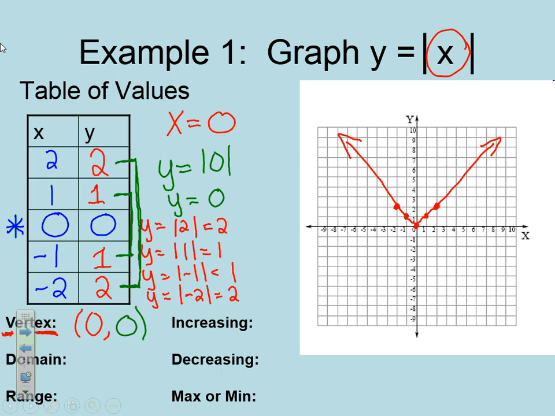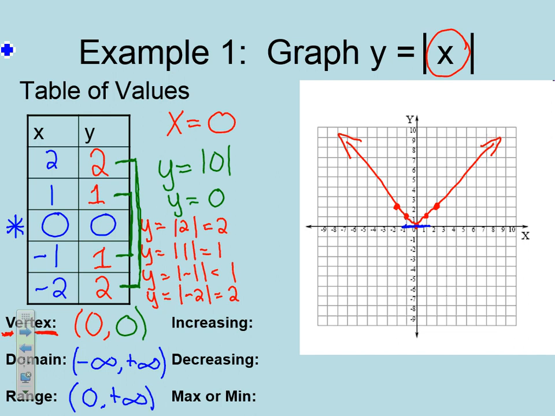Once we have that, we can do our domain and range. Now, from what we've already done, we know our domain. We can plug it in. It's going to go on forever, both directions. So we're talking about -infinity to +infinity. Our range, on the other hand, we are stopping right there. So we're going from 0 all the way to +infinity.